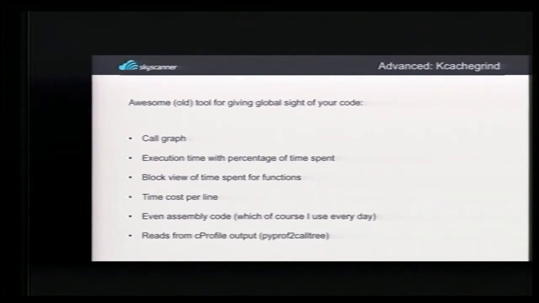Also, the time cost per line, which is not true in Python, but it was in C++. I haven't been able to make it work properly in Python, but I think I want to do it. And it also displays assembly code, which of course I use every day. And it reads from cProfile output using this tool, which is pyprof2calltree.